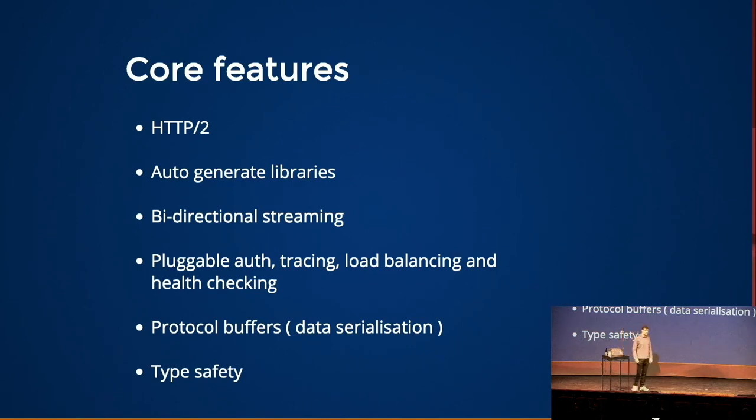So gRPC has some core features. It's built on top of HTTP/2, so it's not usable with HTTP/1. You can auto-generate libraries. I'm going to show you that in a minute. It features bidirectional streaming, pluggable auth, blah, blah, blah. But the biggest thing here is that it's based on protocol buffers. You can also use something else. Protocol buffers are a language-agnostic contract, which you can implement to stream or to serialize your data. And besides that, protocol buffers guarantee type safety.